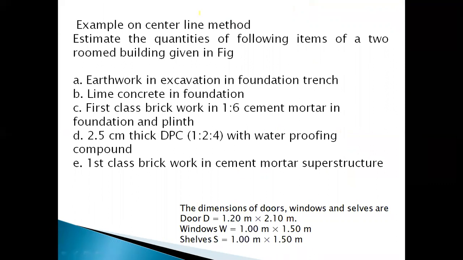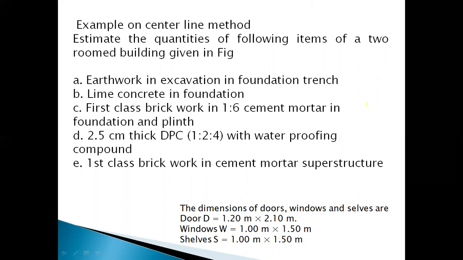Estimate the quantities of the following items of the two-roomed building given in the figure. We calculate 5 items. First one is A, earthwork in excavation in foundation trench. Second one is the lime concrete in foundation. Third one is the first class brickwork in 1:6 cement mortar in foundation and plinth. Fourth one is the 2.5 centimeters thick DPC with waterproofing compound. And last one is the first class brickwork in cement mortar in superstructure.